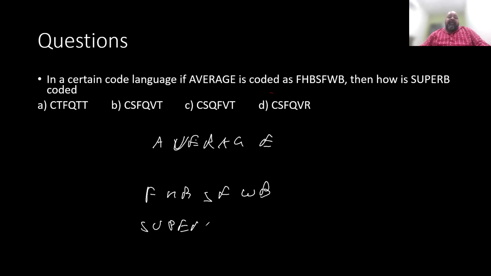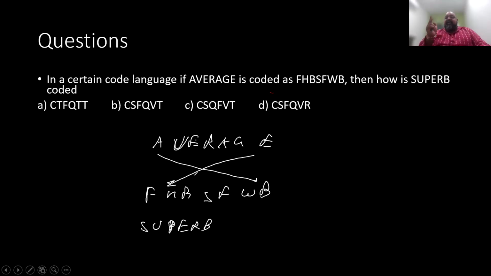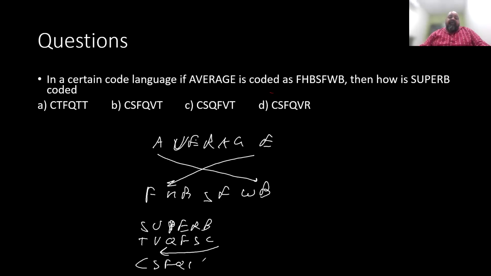So if you look at superb, we can do the same thing. SUPE, RB. The giveaway for me was A, B, and EF. Because there is a clear shift of one, and they were interchanged, so the rest of it followed from there. S is PQRST, UV, PQ, EF, RS, BC. Now just invert this code. CSF, QVT becomes the answer. Absolutely correct.